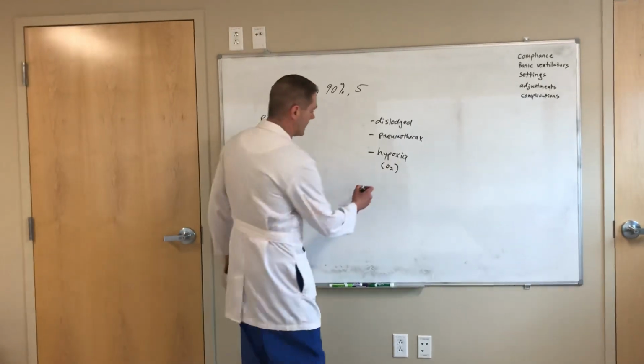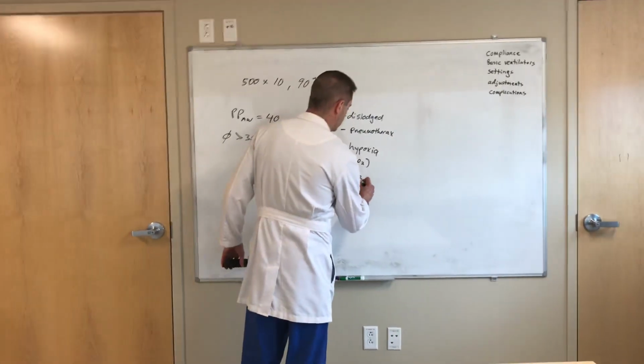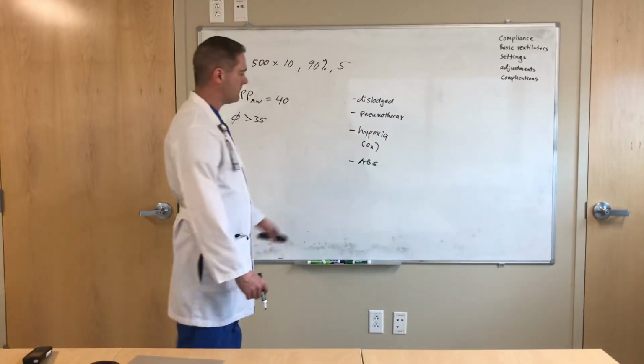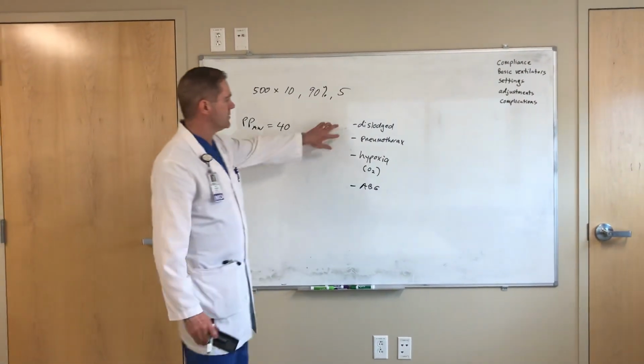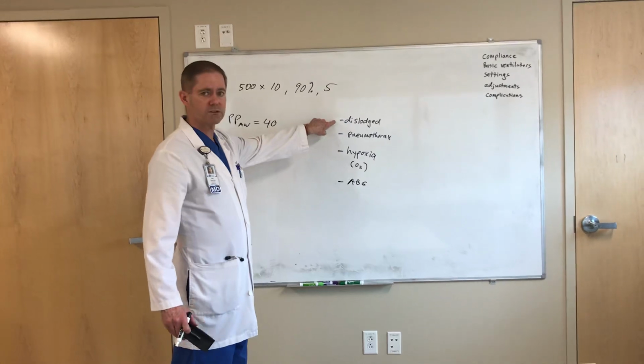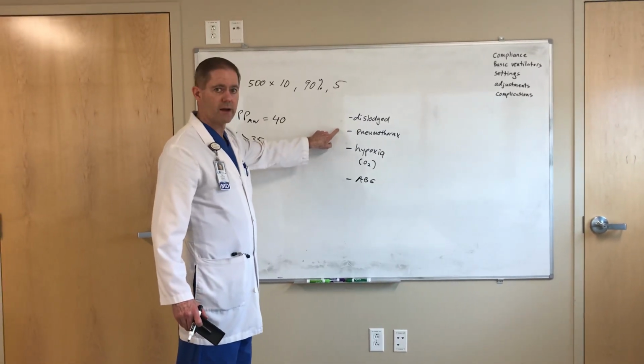And if you're able to, get an ABG, all right, and make adjustments based on the ABG. You might have to just call and talk to somebody. All right, but these are the things you want to make sure you look for. Okay, make sure the tube's where it's supposed to be. Make sure you don't have a pneumothorax.